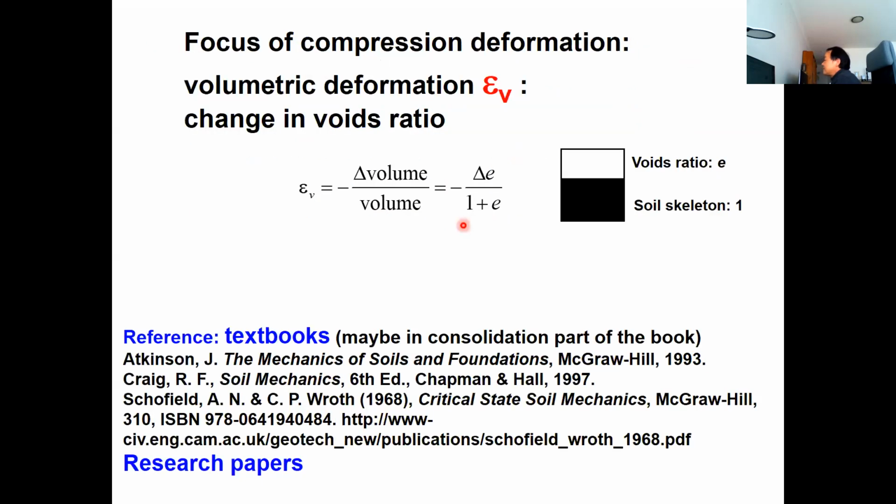Now, in the compression model, or as we said before, compression deformation is the volumetric deformation of soil. The volumetric deformation of soil is defined by this formula. You can see it is directly linked with delta e. Delta e is the void ratio change of the soil. Void ratio is obtained from the specific volume of soil. If you assume the soil skeleton is 1, then the void inside the soil particles is e. So the volumetric deformation is directly linked with the void ratio change.